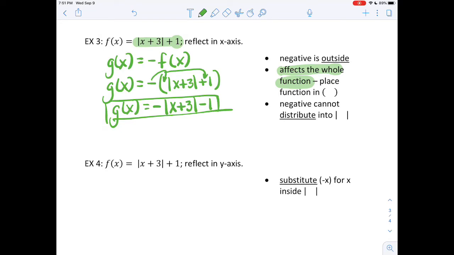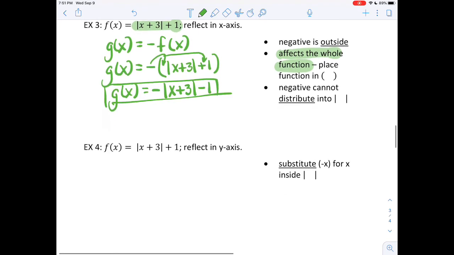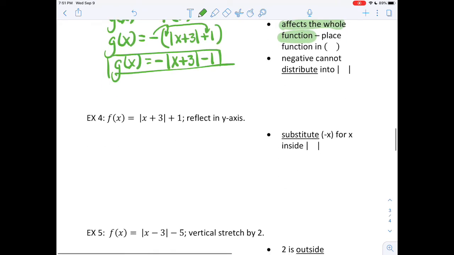Let's now look at a reflection that's going to affect our horizontal values by reflecting across the y-axis. So again, we are only going to be substituting for x because this is a horizontal transformation. Substitute for x, and what is x? It's just right there. So in function notation, g of x is equal to f of negative x. Reflections are a negative sign.